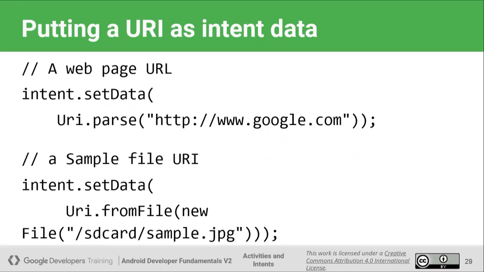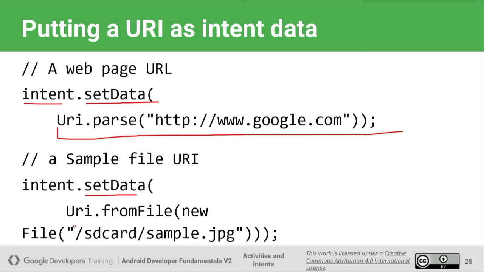So this is an example, putting a URL as intent data. This is the intent object, the setData method, and we are presenting some URL. And we can also set data with a URI from the local system with the help of this method, Uri.fromFile, new File, and then we are giving this path over here.